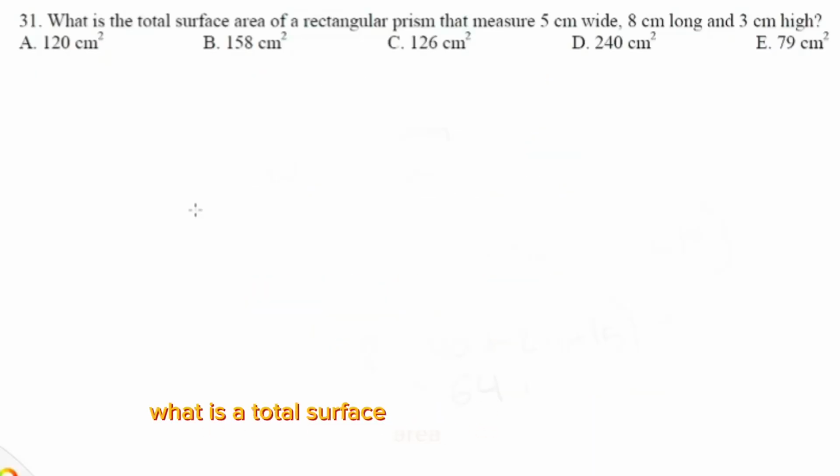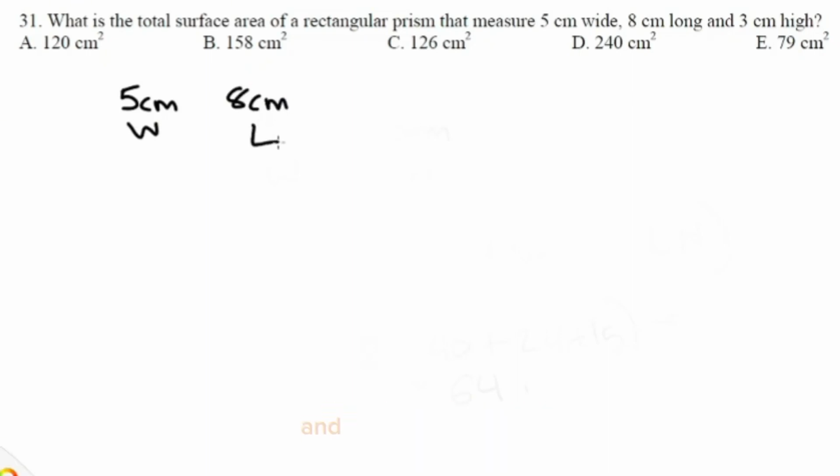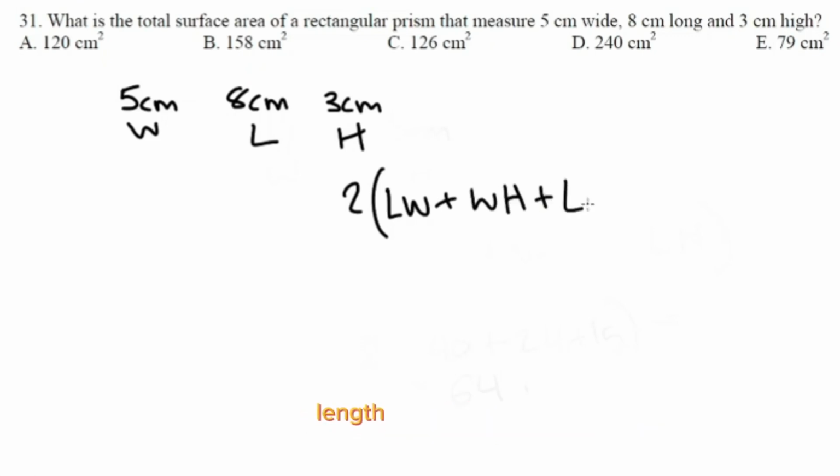What is the total surface area of a rectangular prism that measures 5 centimeters wide, 8 centimeters long, and 3 centimeters high? Okay, so 5 centimeters is our width, 8 centimeters is our length, and 3 centimeters is our height. Using these three measurements, we can solve for the total surface area. The formula is 2 times length times width plus width times height plus length times height. If we fill in 5, 8, and 3, we can solve this problem easily.